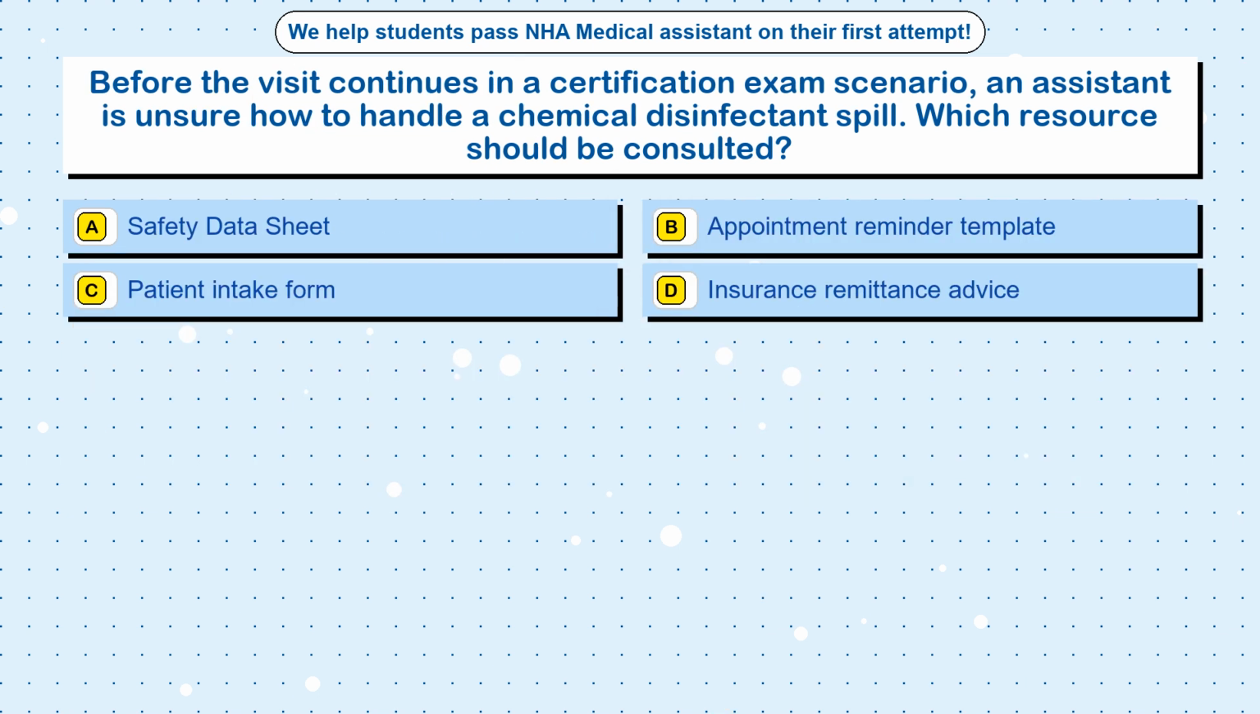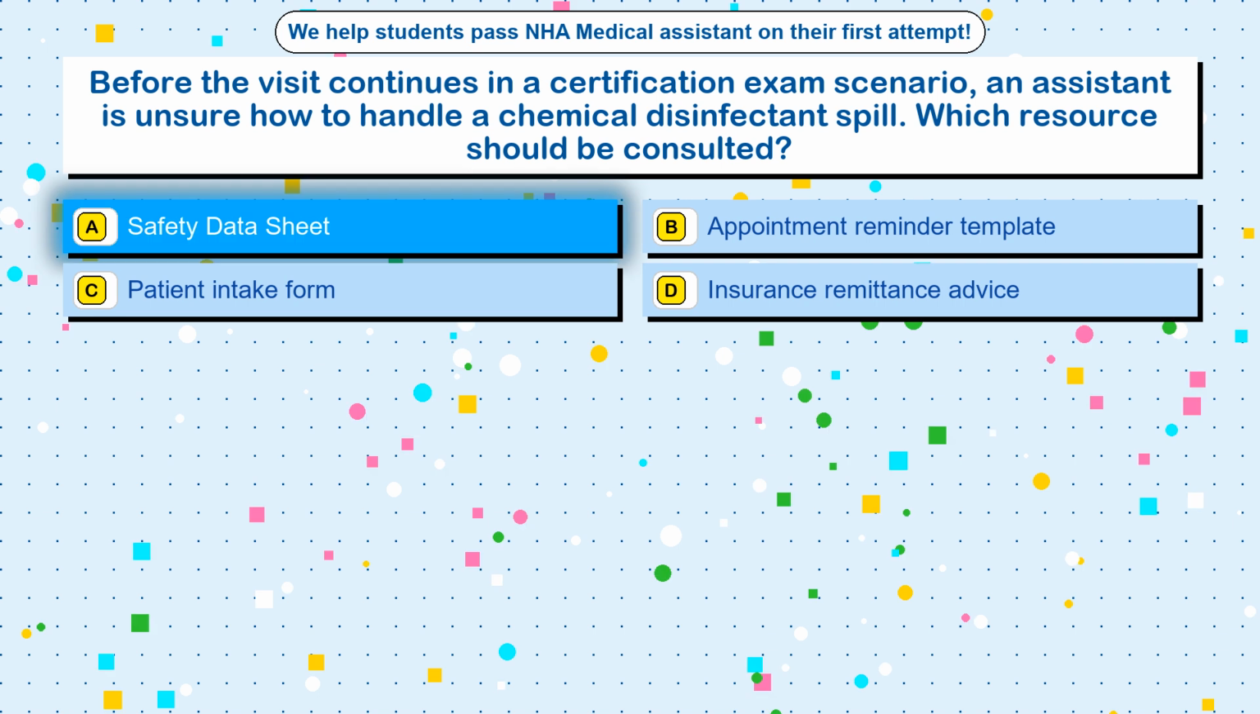Question 61. Before the visit continues in a certification exam scenario, an assistant is unsure how to handle a chemical disinfectant spill. Which resource should be consulted? Option A, safety data sheet. Option B, appointment reminder template. Option C, patient intake form. Option D, insurance remittance advice. The correct answer is option A, safety data sheet.